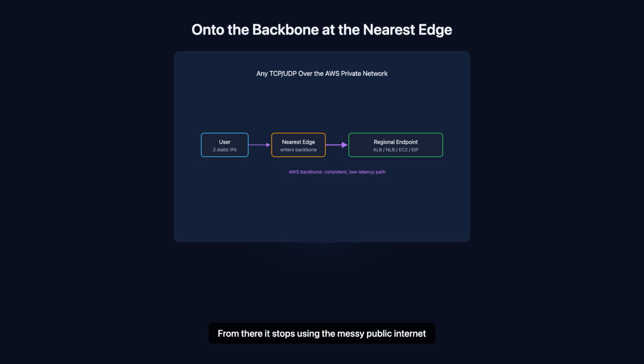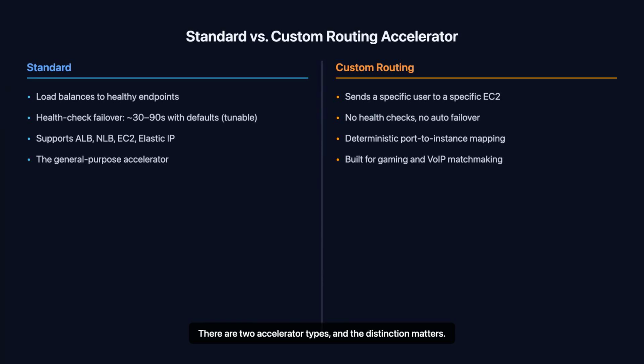From there, it stops using the messy public internet and rides the Amazon Web Services private backbone to the optimal regional endpoint. That endpoint can be an application load balancer, a network load balancer, an EC2 instance, or an elastic IP. The backbone stretch is where the win lives, a consistent low-latency path that the public internet simply can't promise. There are two accelerator types, and the distinction matters.